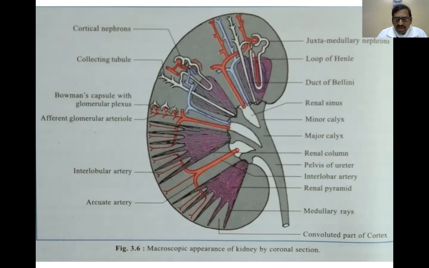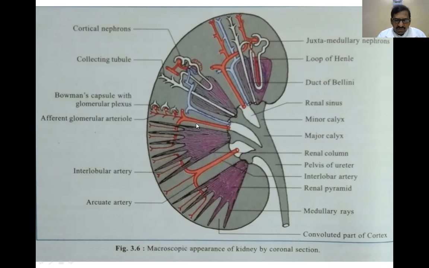Okay, this is the arrangement of the structures within the kidney. You can go through the kidney in detail, because for lack of time I am touching only some points. Next, the renal arteries, especially the interlobular and the segmental arteries, are end arteries. If there is a blockage of this artery, there is no anastomosis. Only this segment is supplied by this artery, and this segment by this artery only.